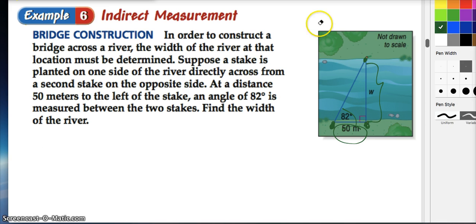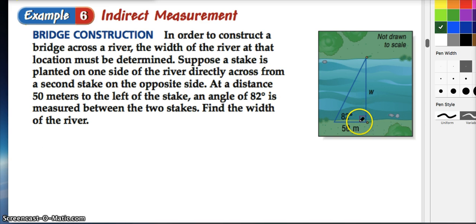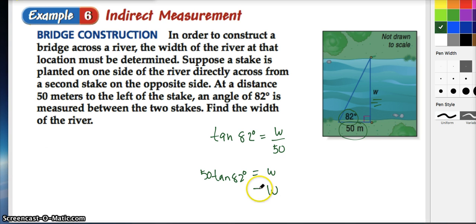So really, this problem is like all the other ones that we've talked about thus far, in that we're going to use a trigonometric ratio. We're going to use what we've got to get what we want. I'm at this angle. I'm looking for opposite, and I have adjacent. Hopefully you guys are thinking tangent. Tangent of 82 degrees is going to be equal to W over 50. Making it calculator ready, we get that W is equal to 50 times the tangent of 82. And with a quick push of our calculator, we get that the width of this river is approximately 355.76 meters.